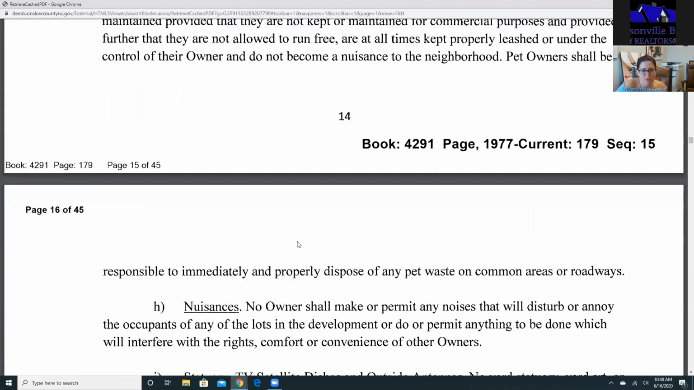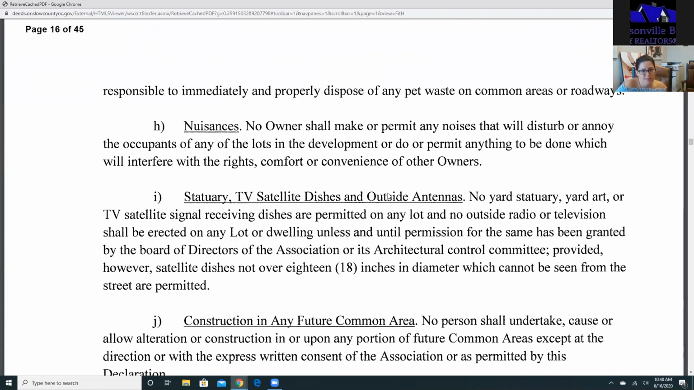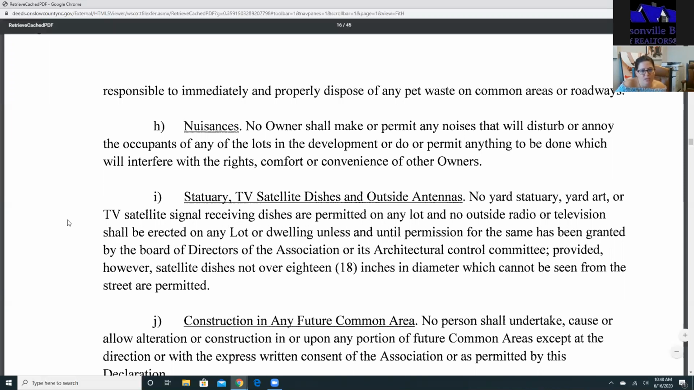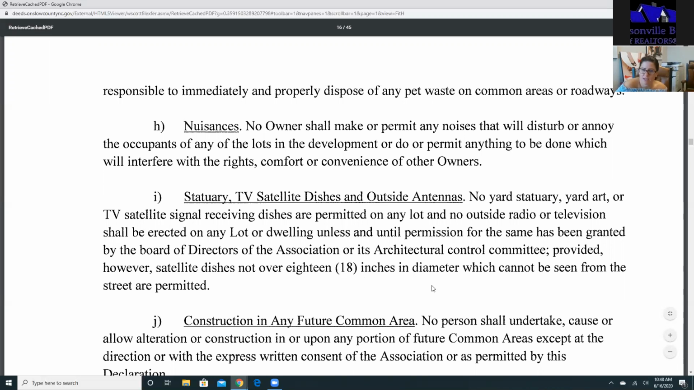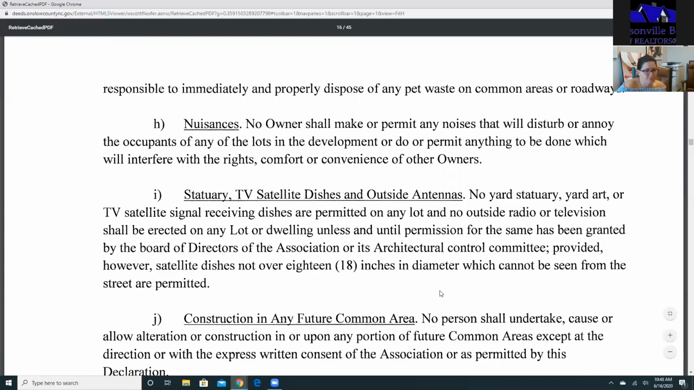And again, we've got animals in here. We've got nuisances. We've got statuary, TV satellite dishes, and outside antennas. So again, no yard statuary, yard art, or TV satellite signal receiving dishes permitted on any lot, and no television or radio antennas, all of that kind of stuff. Again, no yard statuary or yard art on the lot. If you have people that love their garden signs and all kinds of stuff, again, they need to read through this and make sure if that is important to them or not.